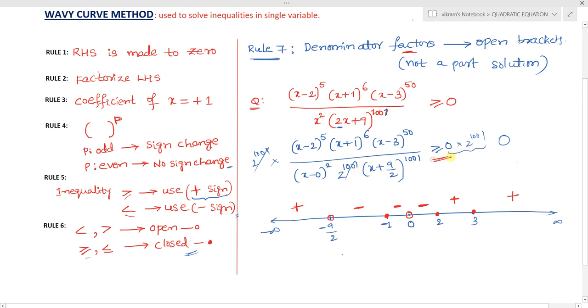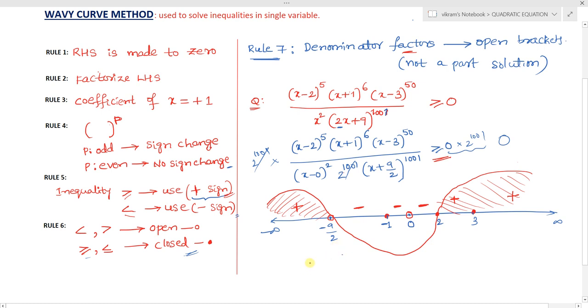Now the inequality is greater than or equal to 0. First try to draw the curve, with positive and negative, and next positive. We draw the curve, and our inequality is greater than or equal to 0, so we need to check for the plus sign range. So this is our required sign range, plus plus, and this is also our required sign range. Now what is our required solution?